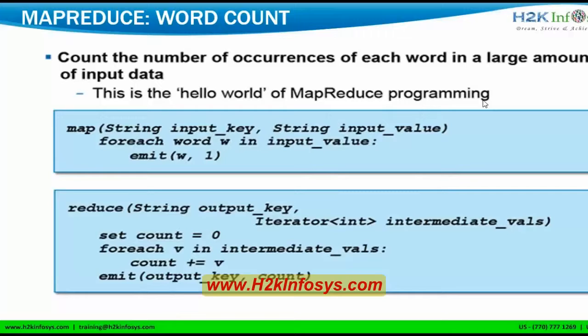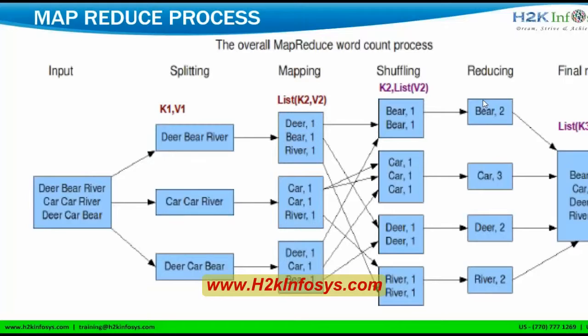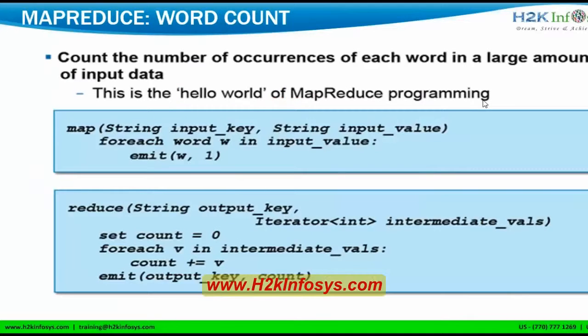This slide says: count the number of occurrences of each word in a large amount of input data. In our map phase, for each input_key and input_value, I emit key comma value. That means for each word W in input_value, I emit word comma 1. For every word in this input file, deer is a word, bear is a word and river is a word. So for every word I emit word comma 1; in the sense that deer, bear, river will be turned into deer comma 1, bear comma 1 and river comma 1.